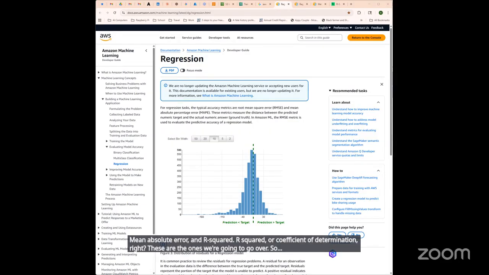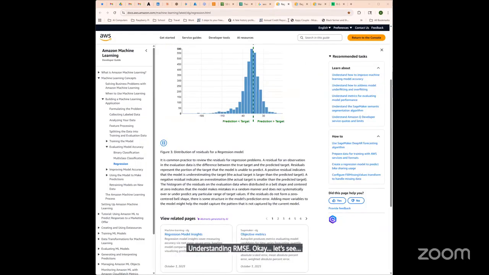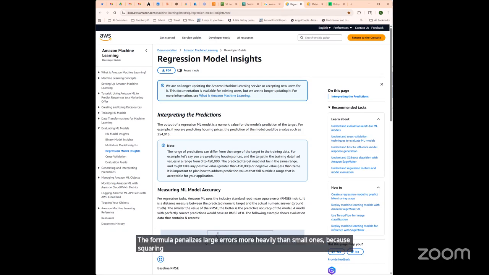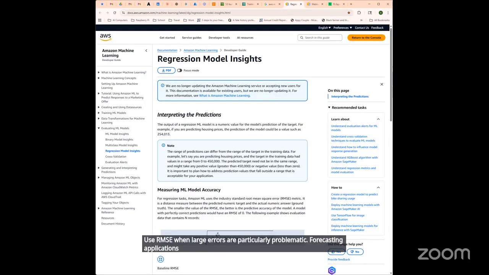So, understanding RMSE. RMSE measures the square root of the average squared difference between predicted and actual values. The formula penalizes large errors more heavily than small ones because squaring amplifies the effect of outliers. Use RMSE when large errors are particularly problematic. Forecasting applications, energy use predictions, or price estimation where being off by $100 is worse than being off by $10.